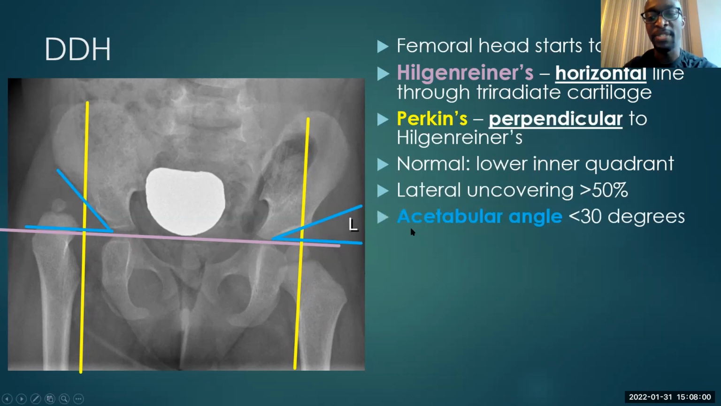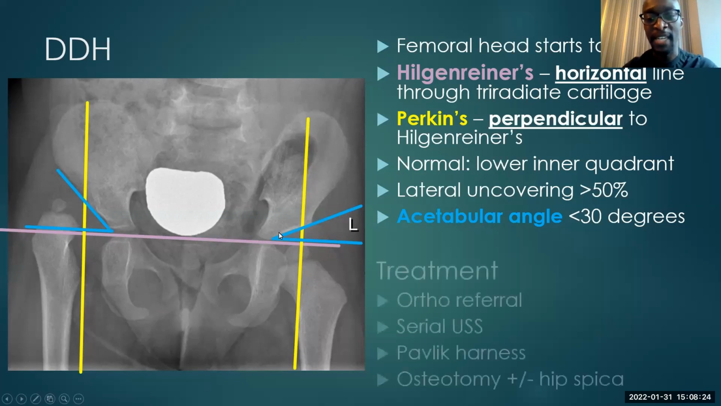And the last thing on here is the acetabular index. So you draw a line here, which is just parallel to Hilgenreiner's line. And then you draw a line which is along the acetabular roof. And you want it to be less than 30 degrees. That one is normal. Because as that line tends up, then this becomes more shallow and you've got increased risk of your femoral head drifting out.